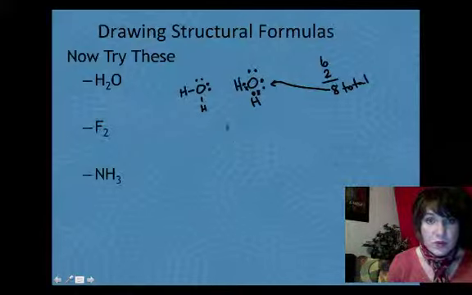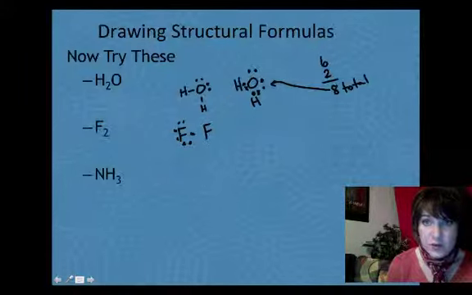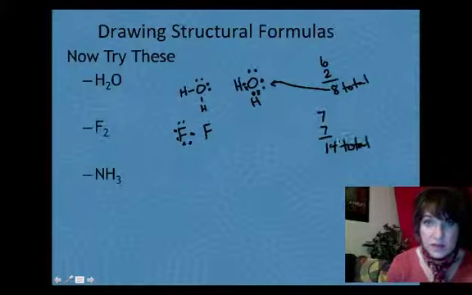Now let's try fluorine. Fluorine has 7 valence electrons. And which one should we put in the middle? Doesn't matter much because it's just F2, right? So I have 7 for each of my fluorines. That's 14 total electrons I need to show in this structure.